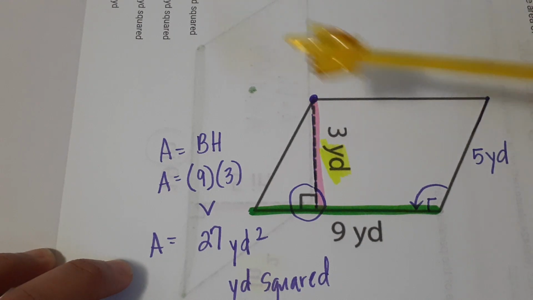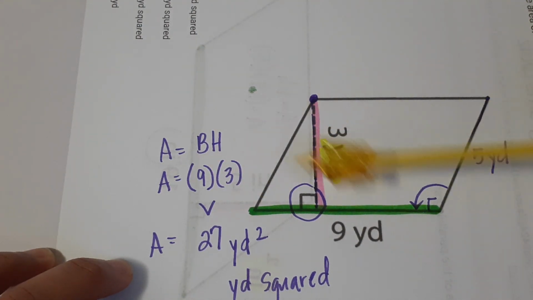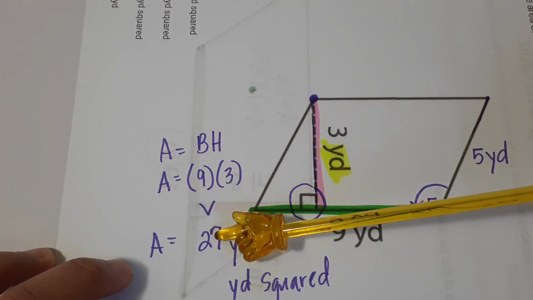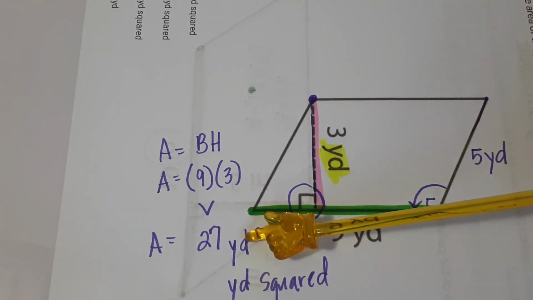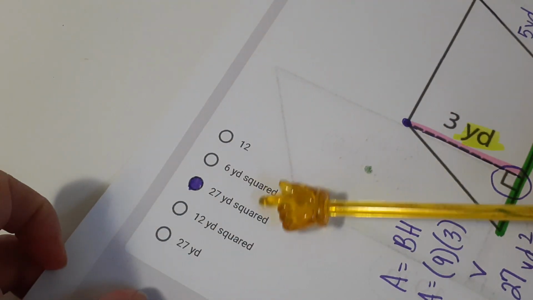So now that we know what the base is, we substitute it for 9. We know the height is 3. 9 times 3 will give you 27 yards squared. So the answer was this third one right here.